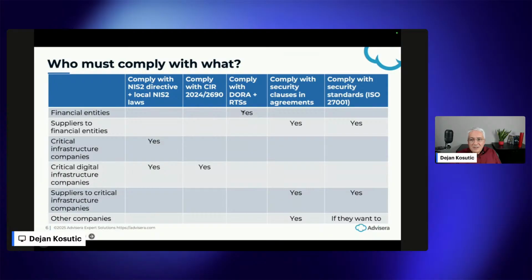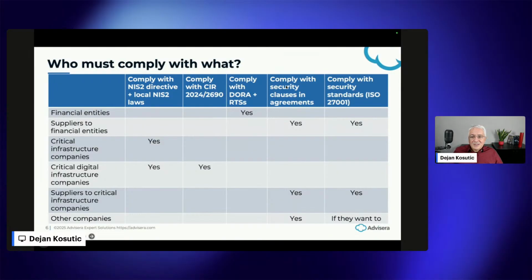And so these first three columns are for specific industries. The first one is for these 18 sectors, right? The second one is for these two sectors, meaning these digital infrastructure companies. The third one is only for financial entities. Now the question is what happens with all the other companies.